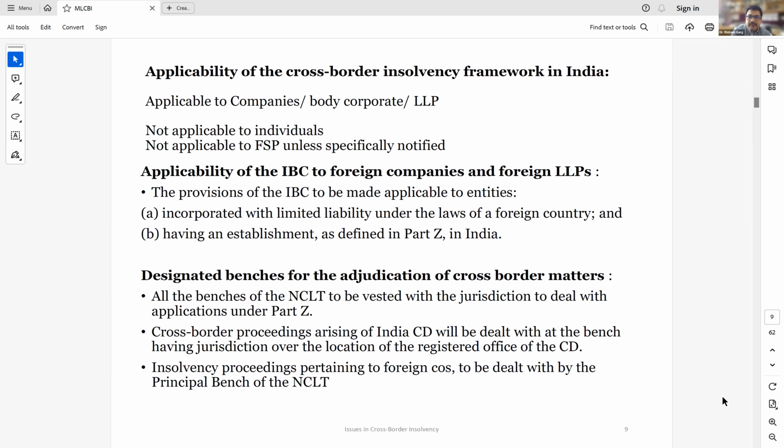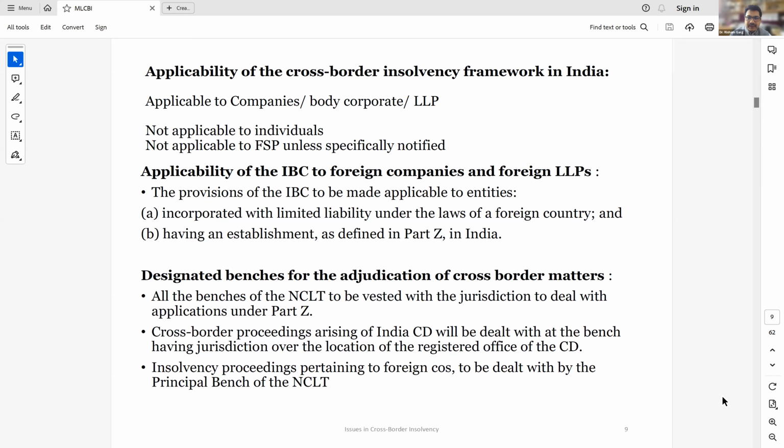So, what is the applicability of the cross-border insolvency framework in India? This is as per the draft Part Z, which was floated in 2018 itself, and basically it is in consonance with the portions of the IBC which have been notified and brought into force. So the cross-border insolvency will also be applicable to a company, a body corporate, or an LLP. It is not applicable to individuals and also not applicable to financial service providers unless specifically notified.